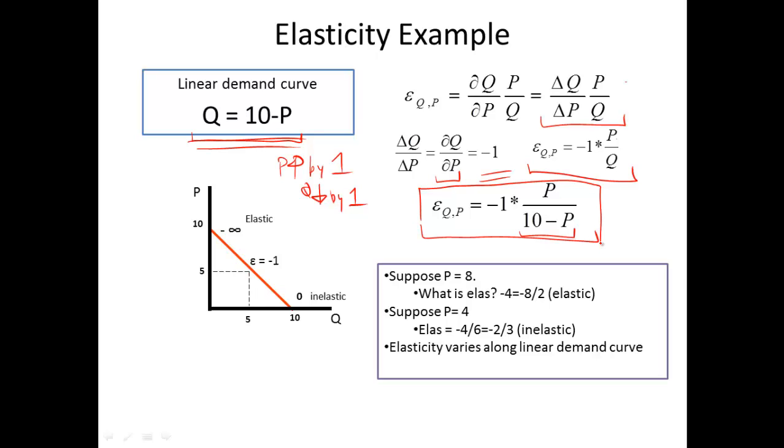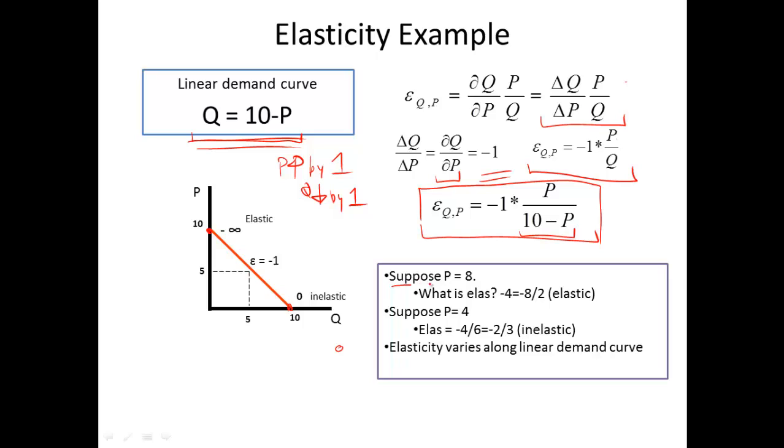One thing you can see is that along this demand curve, the elasticity is going to be different. Let's take a look over at this picture for a second. Here's a picture with price on this axis and quantity on this axis. And the demand curve has an intercept of 10 on the price axis and an intercept of 10 on the quantity axis. Let's look along that demand curve and calculate the elasticity.